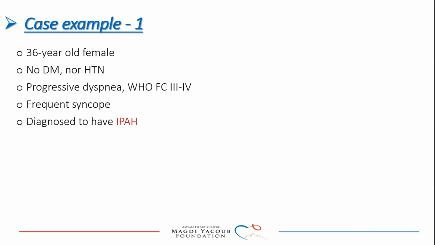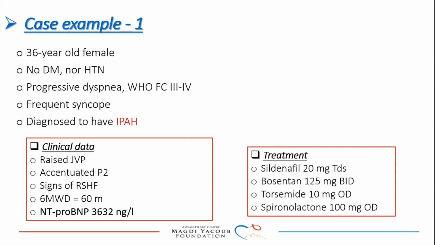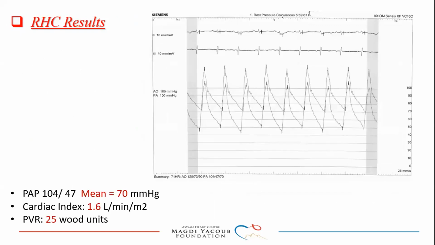Now we'll show examples of the patients on subcutaneous treprostinil. This is a 36-year-old female presenting with functional class 3 to 4 with frequent syncope and manifestations of right-sided heart failure with 6-minute walk distance 60 meters and highly elevated pro-BNP. She's already on combined oral therapy in addition to diuretics. Her right atrial pressure is 17 millimeters mercury, and her mean pulmonary pressure is 70, cardiac index 1.6.